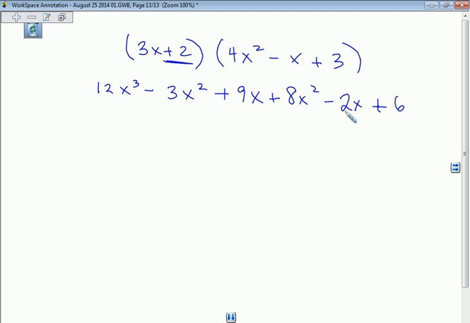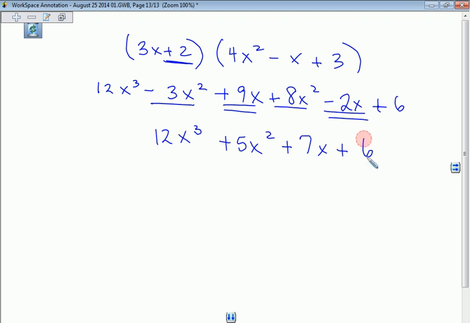And then we look at our result, and if we have any like terms, at this point we need to combine those. So we do. We have the negative 3x squared and the positive 8x squared are like terms. And then we have the 9x minus the 2x. So my result is 12x cubed plus 5x squared plus 7x plus 6, which is a cubic polynomial.